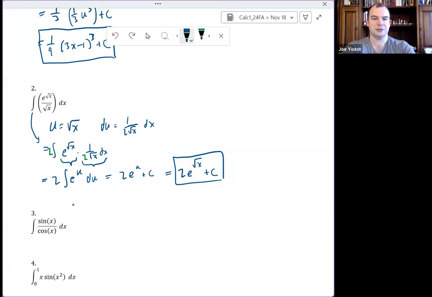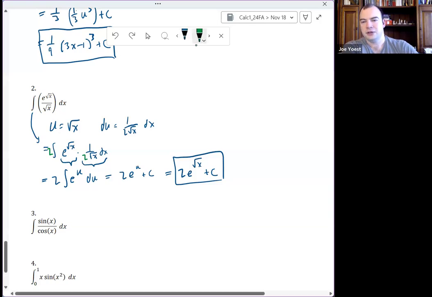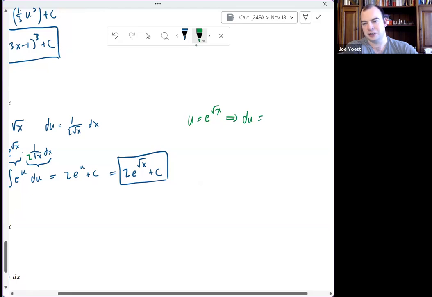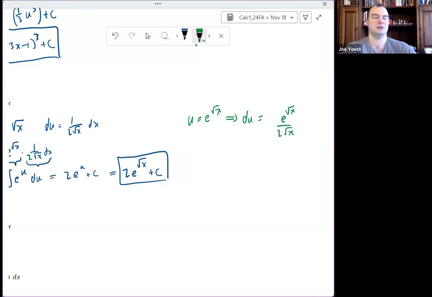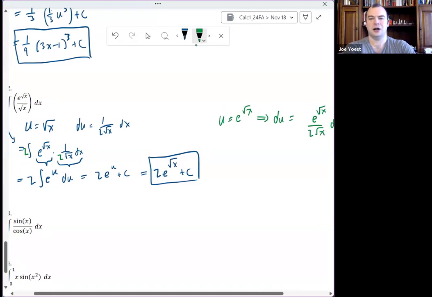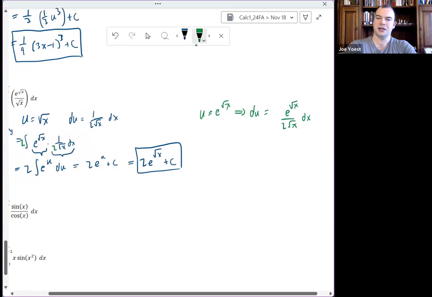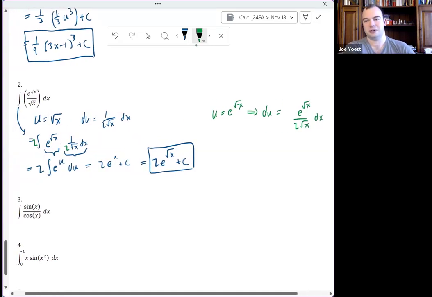As kind of a side note, if you had chosen u equals e to the root x, maybe you got a little greedy with u and tried to put a bunch in there. What's du? Well, e to the stuff differentiates to e to the stuff times the derivative of stuff. What's the derivative of root x? Well, it's 1 over 2 root x dx. Well, hey, that's almost exactly what we have inside of our integral.